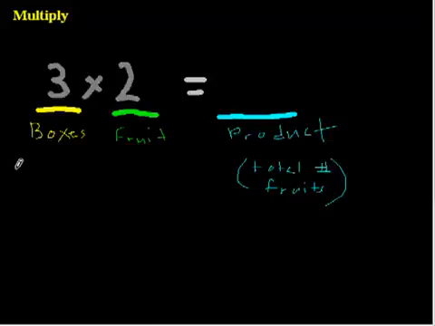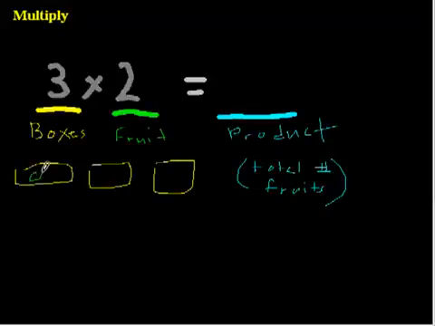So to create our image here, I know we have 3 boxes. 1, 2, and 3. And inside each box, I have 2 fruits.